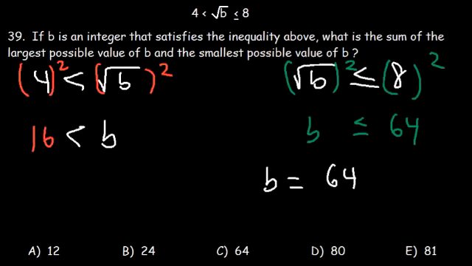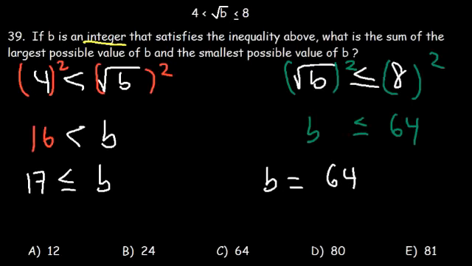Now, if b is greater than 16, what is the smallest possible value of b? It is not 16. b has to be greater than 16. And b is an integer, so it can't be like 16.1. So b has to be greater than or equal to 17, because it has to be an integer, like 16, 17, 18. But since it's greater than 16, it can't equal 16, but it can equal 17.